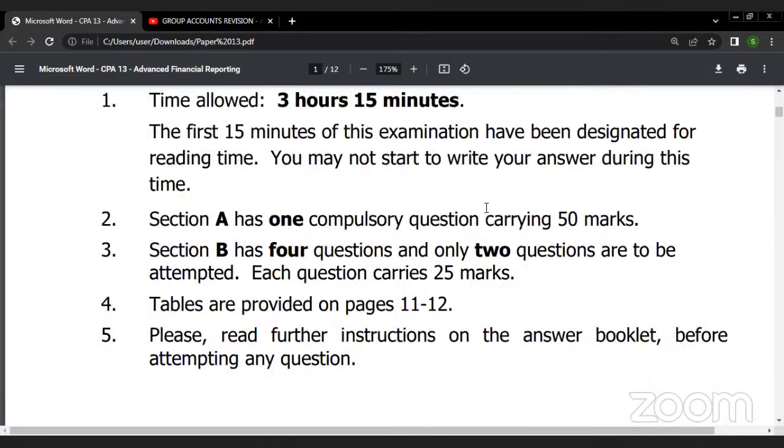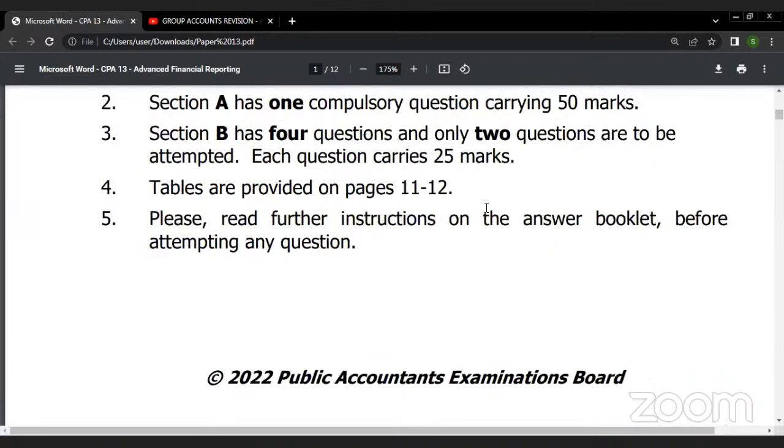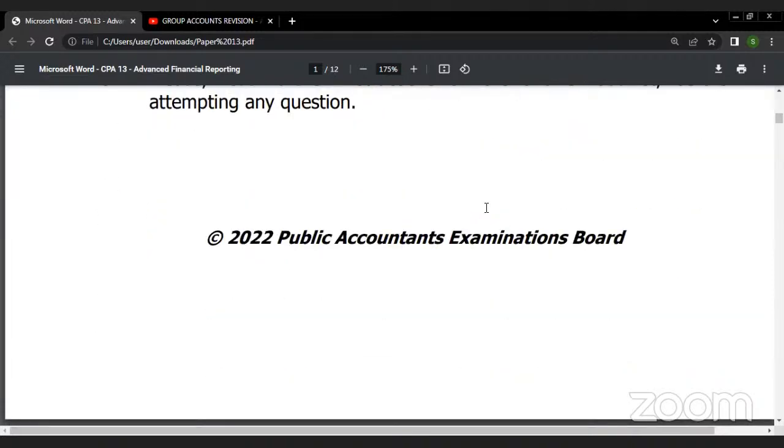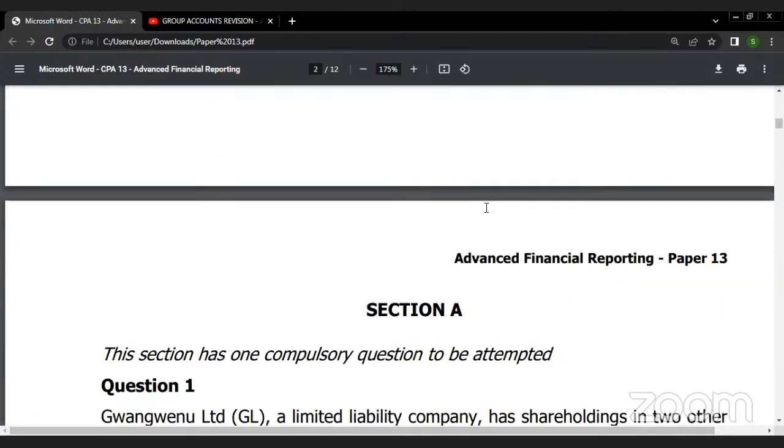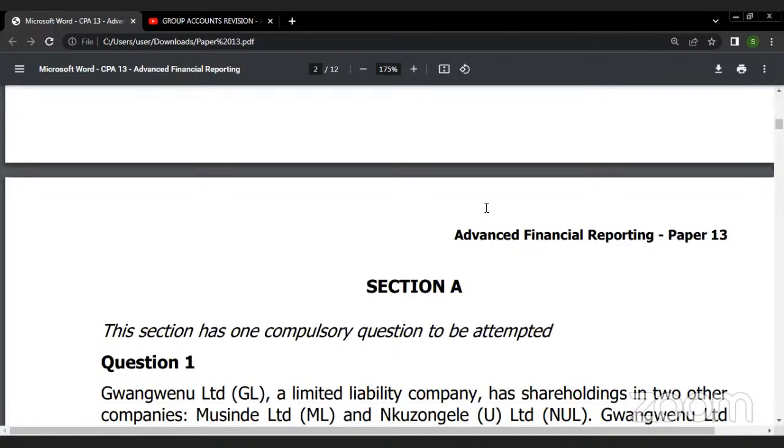Remember, this is an area which you have to concentrate on and give it time, because we know that at this level, the compulsory question carries 50 marks, still even in the new syllabus. Your question 1 will carry 50 marks, and it's a compulsory question. And we know that from the past, question 1 has been from this area of group accounts.